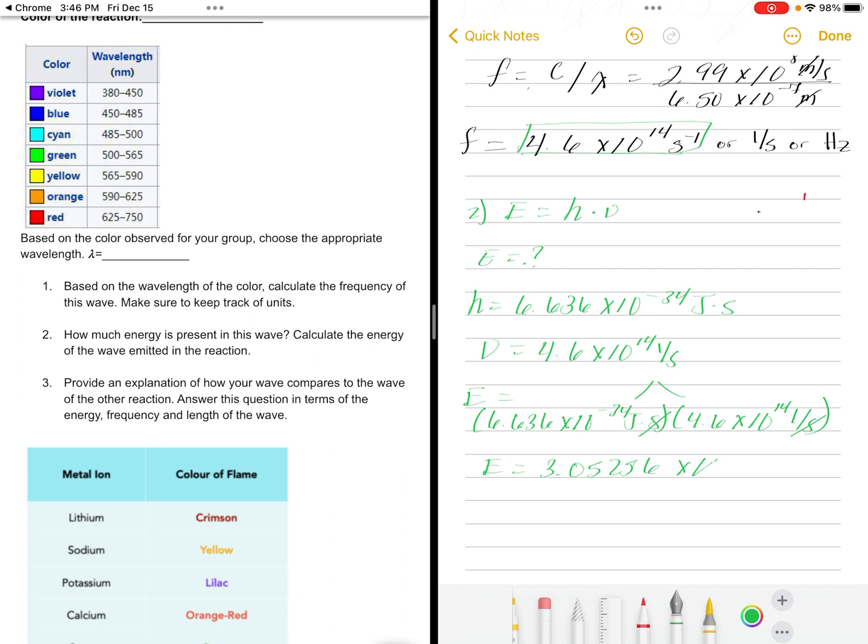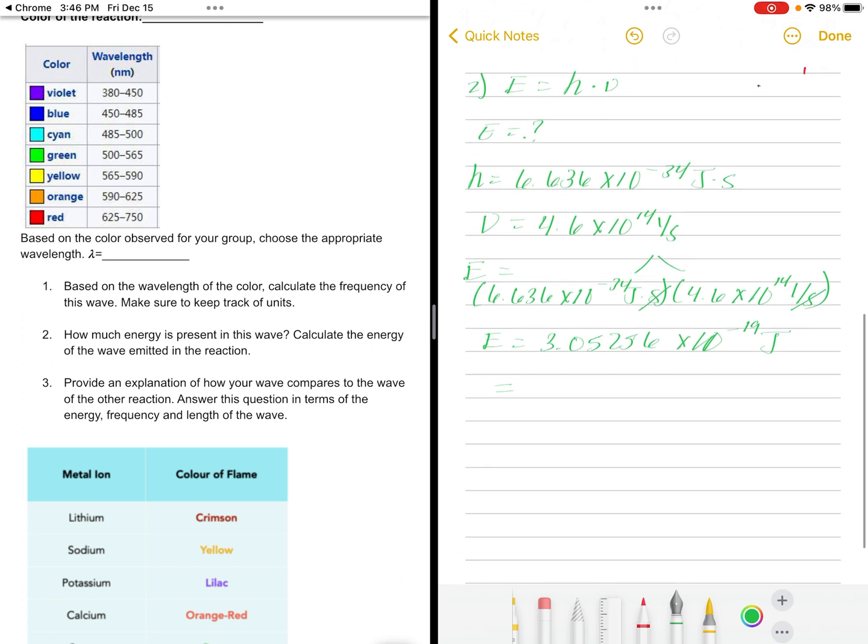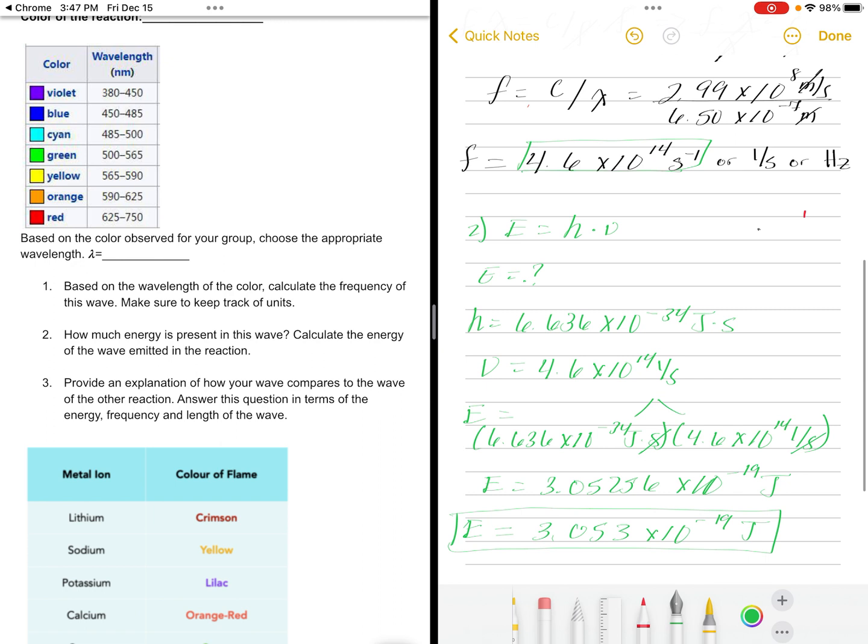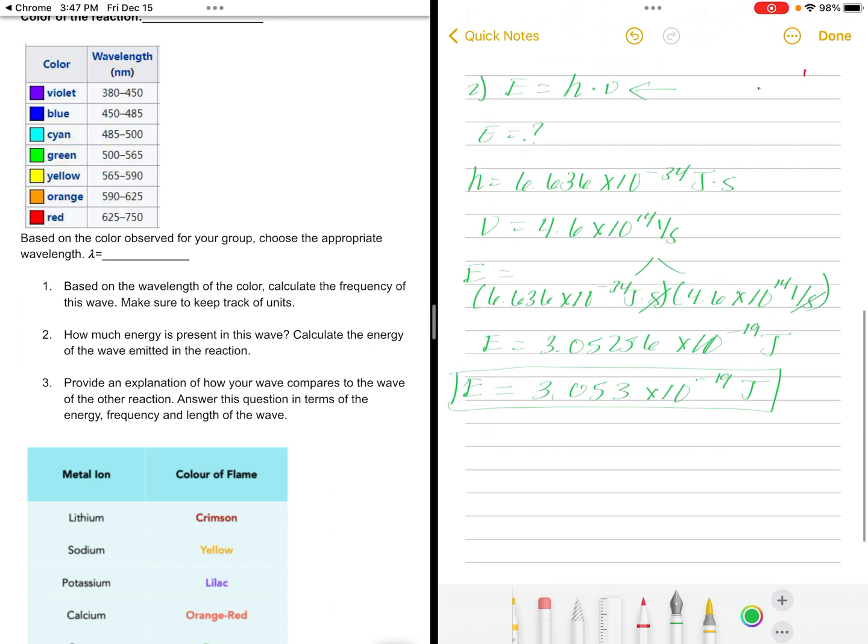56 times 10 to the negative 19. Seconds cancel, so we're left with just joules. Now, if you rounded this, you should have ended up somewhere at 0.53 times 10 to the negative 19 joules, and this was the answer for number 2. You take the value you calculated in the first one, and you literally just plug it into this equation right here, and you get your answer. Okay? That was full credit for number 2.